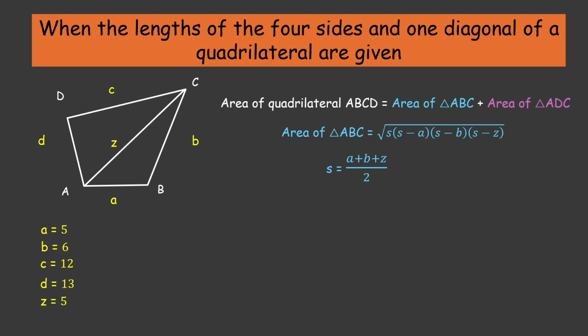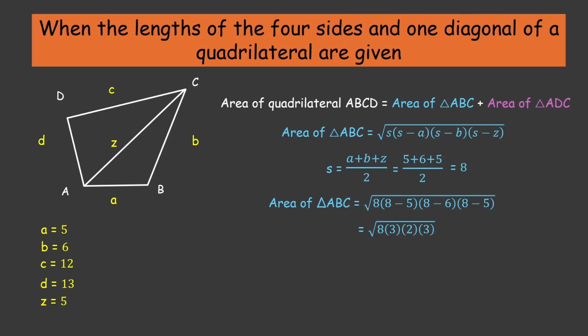So let us say these are the dimensions given to us. Now the semi-perimeter is 5 plus 6 plus 5 divided by 2, which is 16 by 2, that is 8. So let us find the area of triangle ABC. We put in the values for the semi-perimeter, for A, B and Z. So this is equal to the square root of 8 into 3 into 2 into 3, which is the square root of 144 and that is equal to 12.